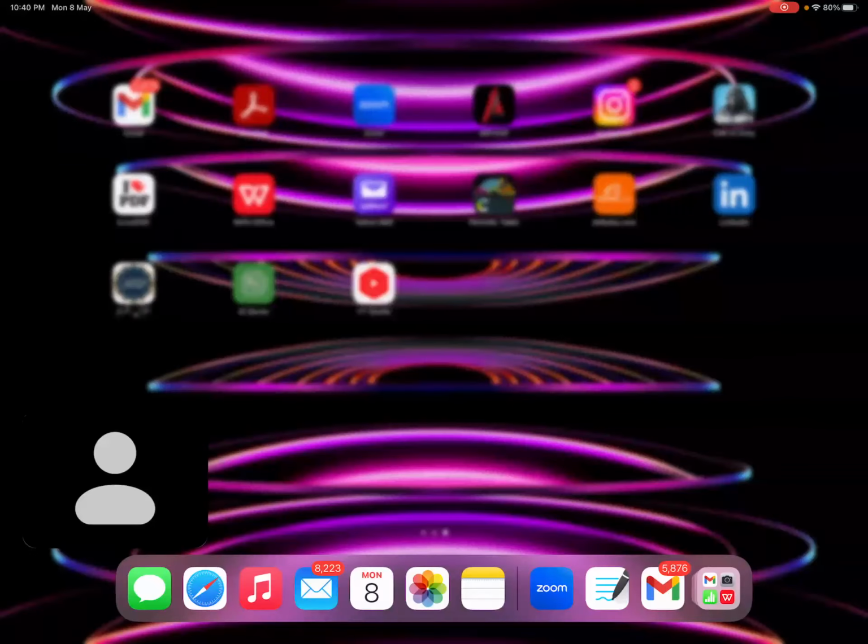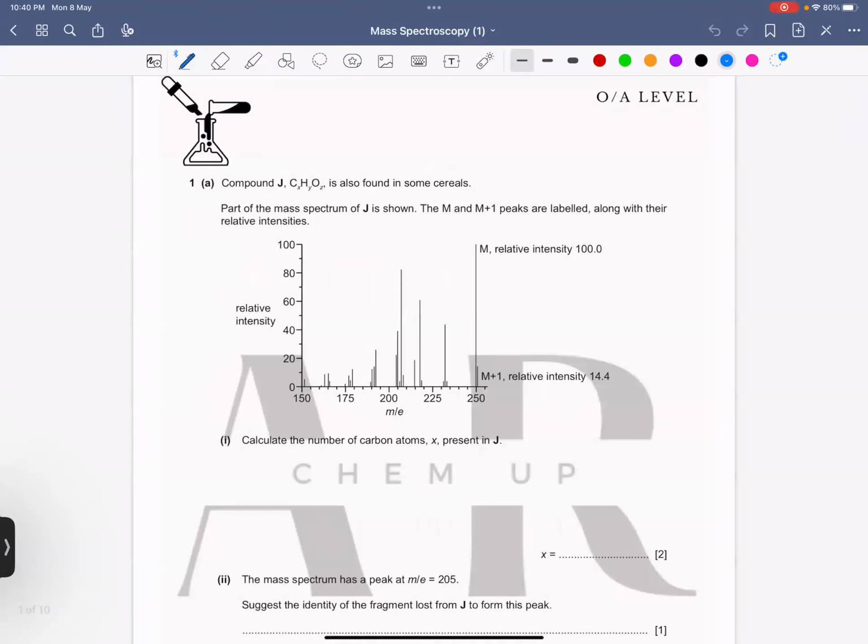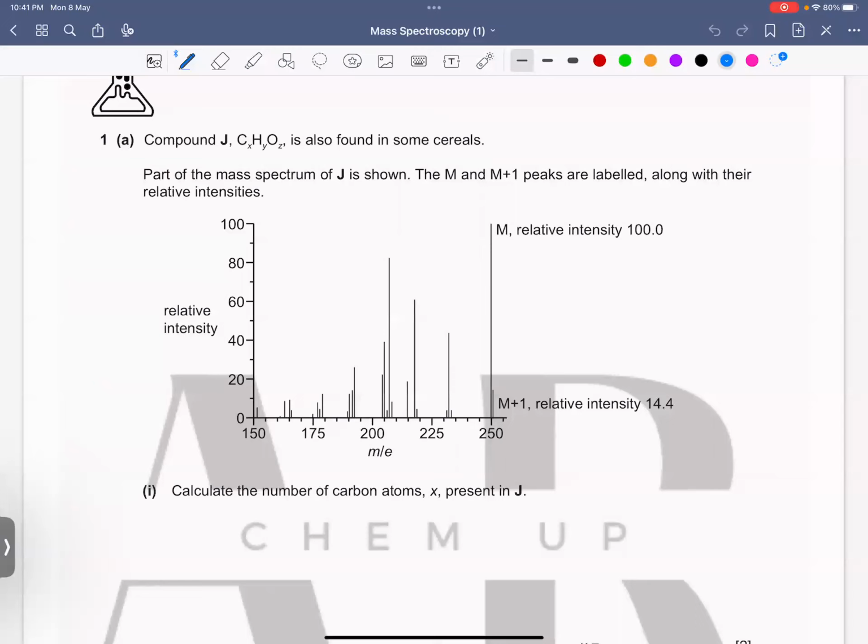Okay, so here I have compiled some mass spectroscopy questions from the latest years. So you get the idea of how to attempt these questions. Let's start with question number 1.